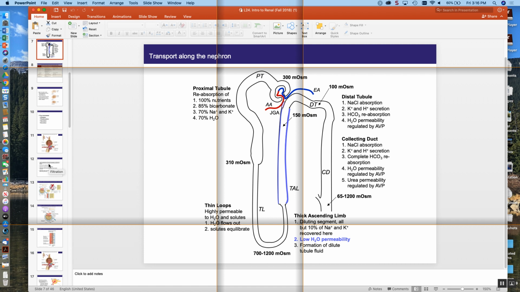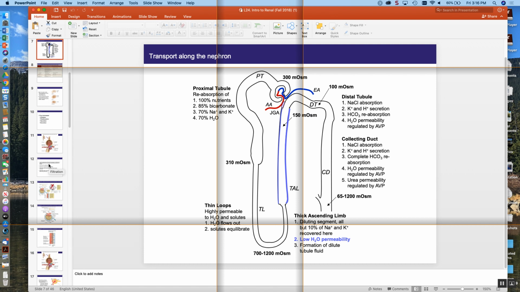You pull salts out, right? But water's not allowed to follow. There's no aquaporin channels. It's very low water permeability. As you reach the top, that ultrafiltrate is now so dilute, it's only 150 milliosmoles. Okay? So just to clarify, because I had a moment there, salts are being actively pulled out, but water is not allowed to follow in that diluting segment. Question?